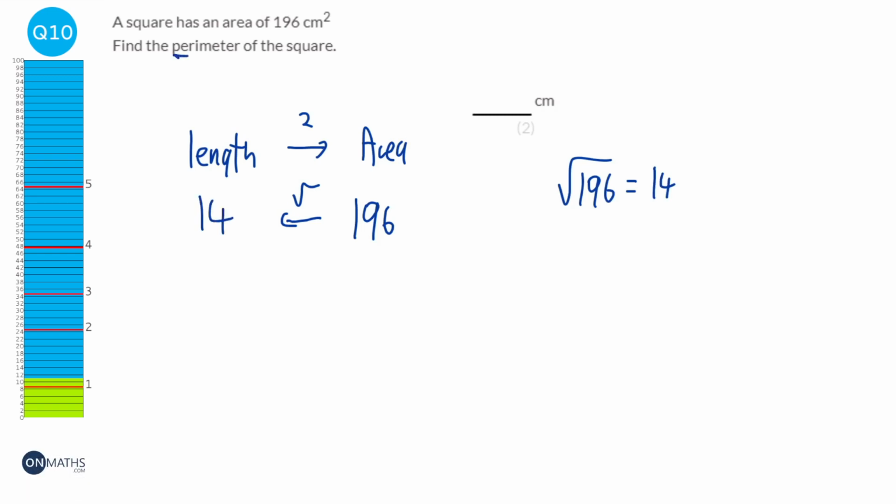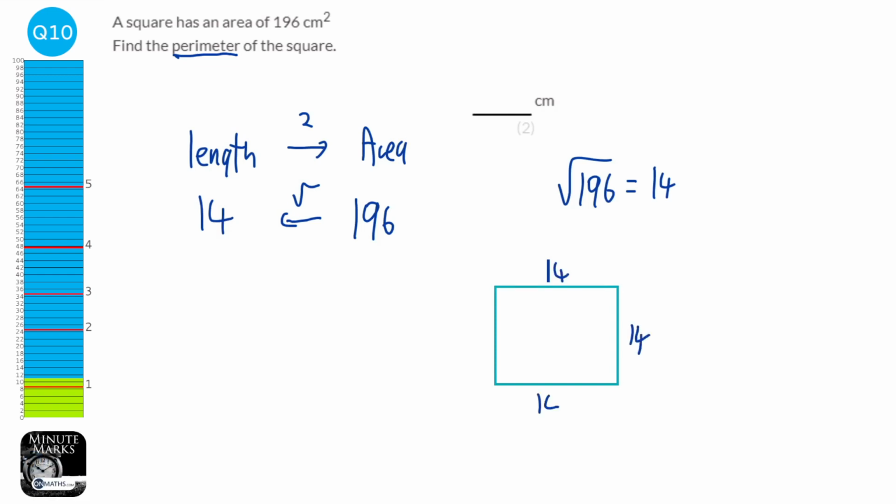So to work out what the perimeter is going to be, the distance around the square, if I draw a square out, we know that each of these lengths is 14. So it's just going to be 14 times 4, which will be 56.